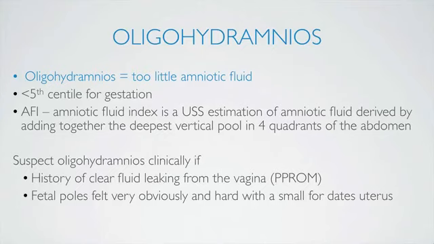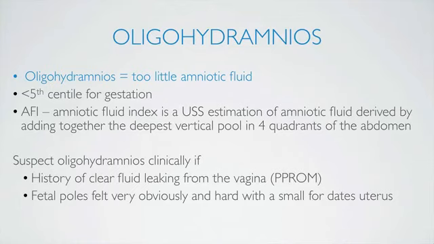So this is to do with amniotic fluid. Oligohydramnios is where there is too little amniotic fluid, and it's less than the 5th centile for gestation. So in paediatrics, we like plotting things on graphs and giving centiles. The 50th centile is bog standard average, and 5th centile is very low, and 95th centile is very high. So that's how we think of it. So less than the 5th centile is too little amniotic fluid. And we measure something called the amniotic fluid index by ultrasound, and measure it in 4 different areas, and from that you get the amniotic fluid index.